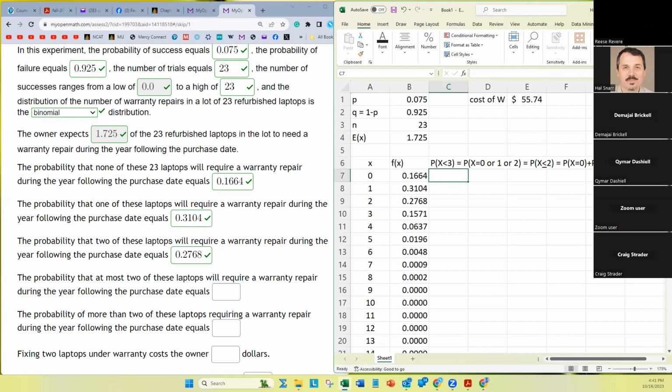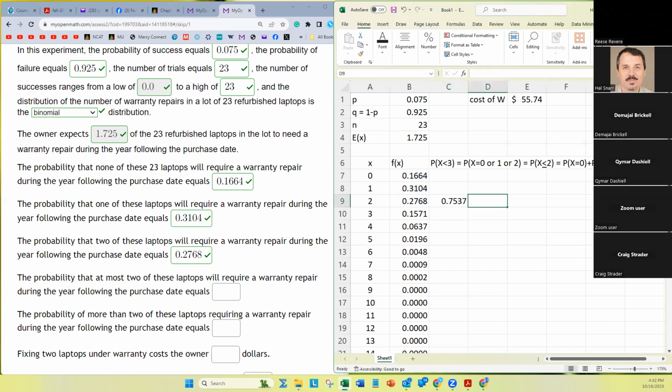So this right here is equal to the sum of those three, right? We're going to sum those three probabilities: x equals 0, x equals 1, x equals 2. We're going to sum those three.